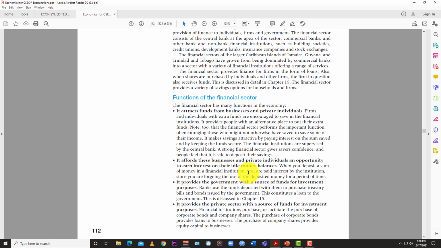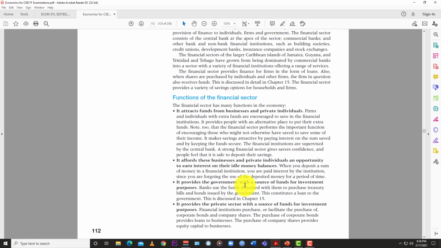It affords these businesses and private individuals an opportunity to earn interest on their idle money balances. So that's what I said just now. When you put your money in various account deposits, you can earn interest. The reality is that for basic savings accounts, you're not gonna make much in the form of interest. Maybe 2%, 1%, whatever the bank rate is. But there are specialized savings where you can get higher yielding interest rates.